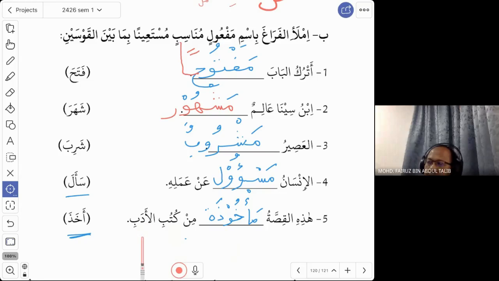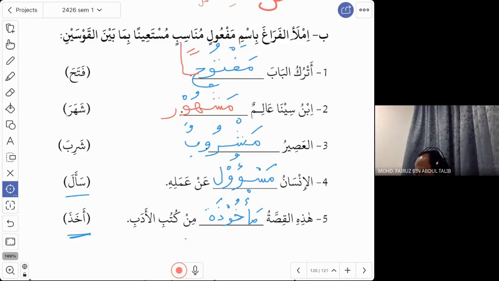Adab here does not mean the ethics that we know as the word adab. The adab here means arts, as opposed to science and arts. So adab is arts, so from arts book. This story is taken from arts book. Yes, so this is the first exercise.